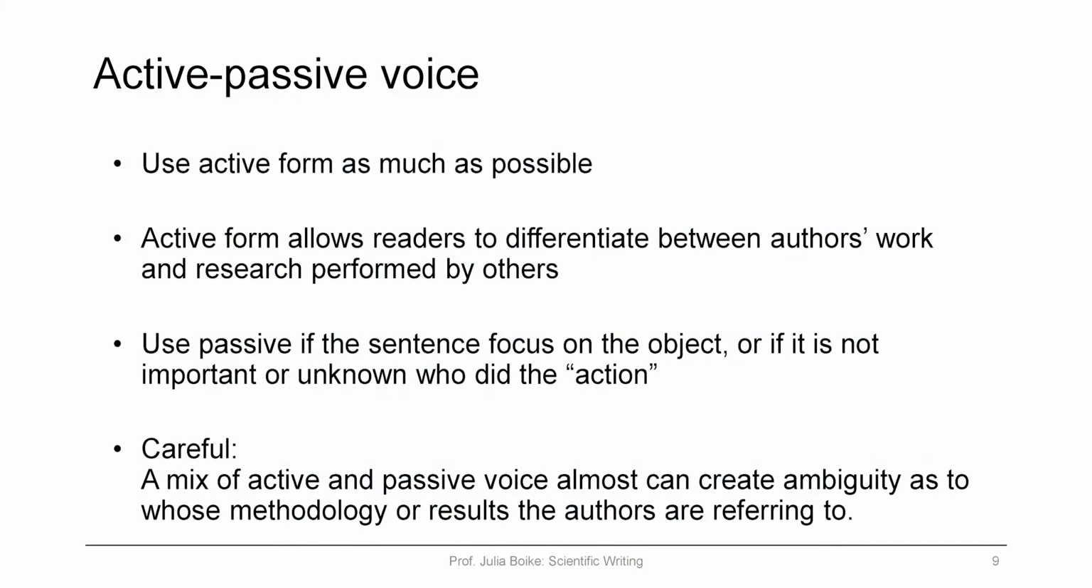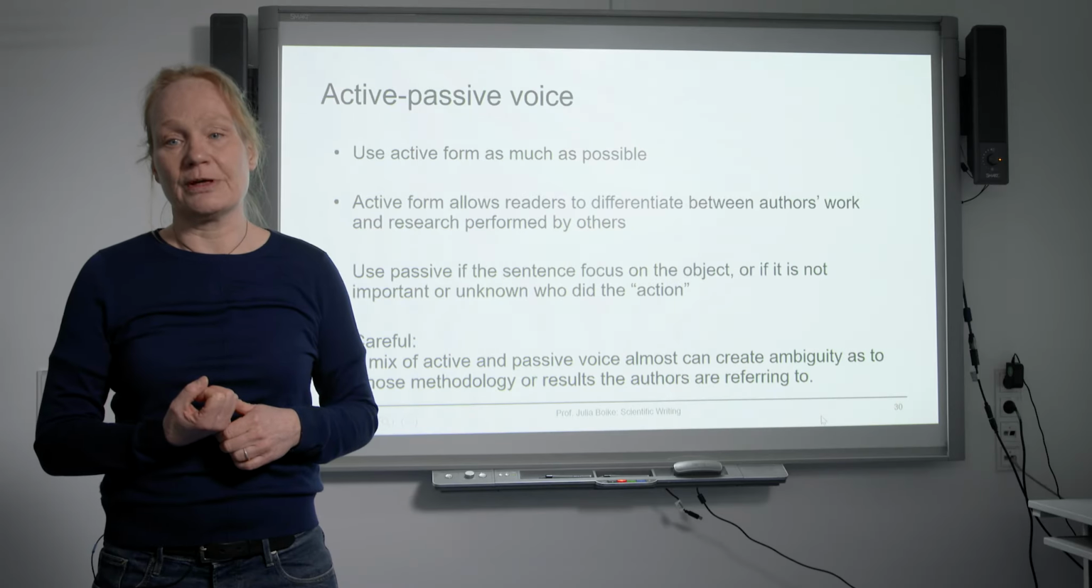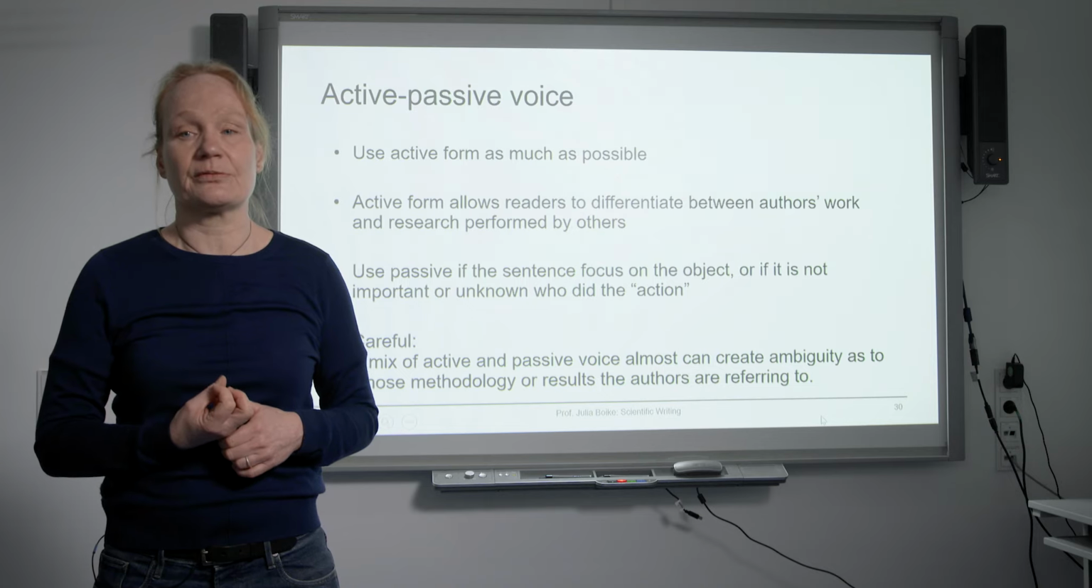Here is a summary of active and passive voice. Use the active form as much as possible. The active form allows readers to differentiate between the author's work and research performed by others. It makes it way more personal. Use passive if the sentence focuses on the object or if it is not important or unknown who did the action. This is one exception to the rule. Also be careful: a mix of active and passive voice can create ambiguity as to whose methodology or results the authors are referring to. So be careful when you mix active and passive voice.